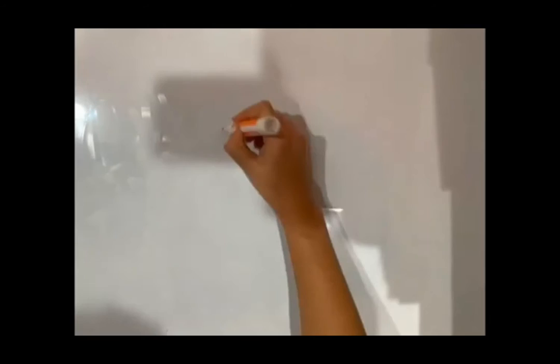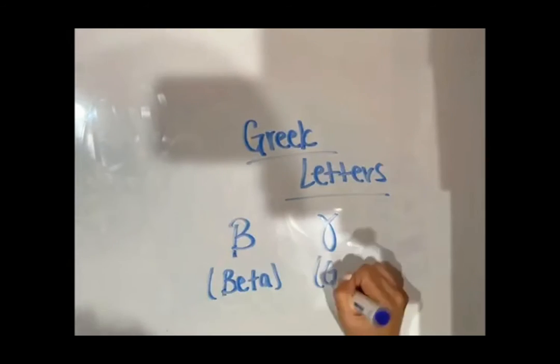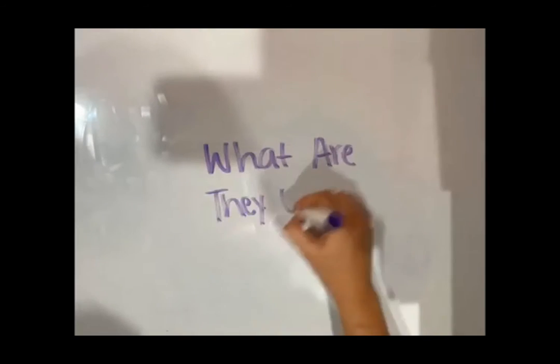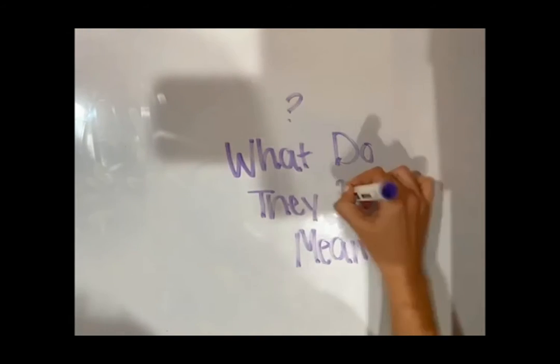The first one is the susceptible group, the second one is the infected group, and the third one is the recovered group. Along with this, we're going to be using some variables to help further our understanding, and we're going to be using the Greek letters beta and gamma to do so. Now, what are these variables used for? These variables allow us to understand the shifts between each of these groups, but their specific meanings?